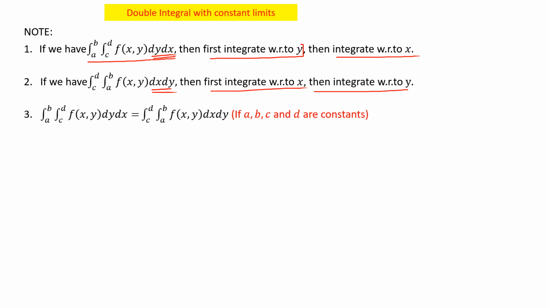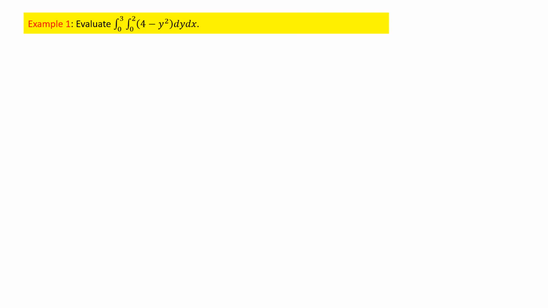Also you need to remember, when all the four limits are constants, that is a, b, c and d, all the four limits are constant, then we can change the order of integration as we like. That is, I can integrate dy dx or I can integrate dx dy. But remember, provided the x limit should be in terms of x and y limit should be in terms of y, then we will get the same answer. Let us discuss some problems to make it more clear.